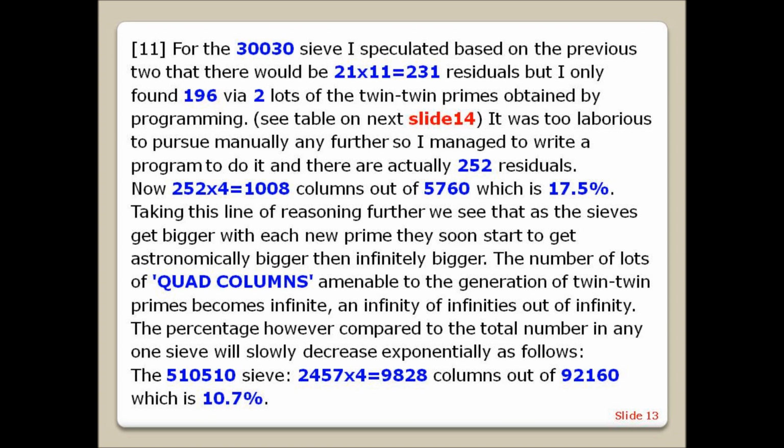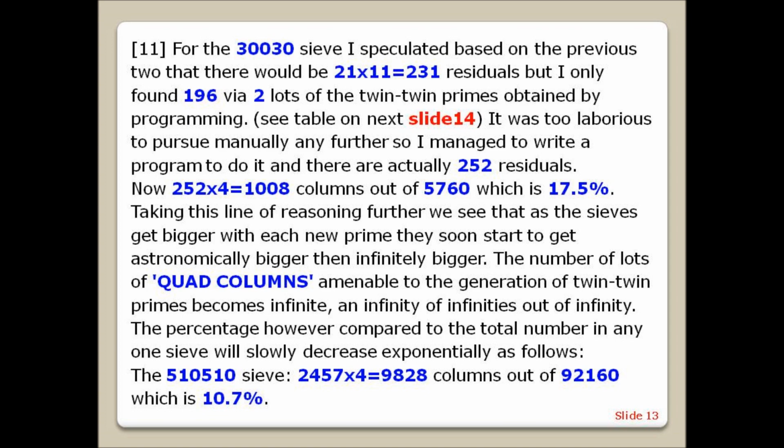Taking this line of reasoning further, we see that as the sieves get bigger with each new prime, they soon start to get astronomically bigger, then infinitely bigger. The number of lots of quad columns amenable to the generation of twin-twin primes becomes infinite, an infinity of infinities out of infinity. The percentage, however, compared to the total number in any one sieve, will slowly decrease exponentially as follows.